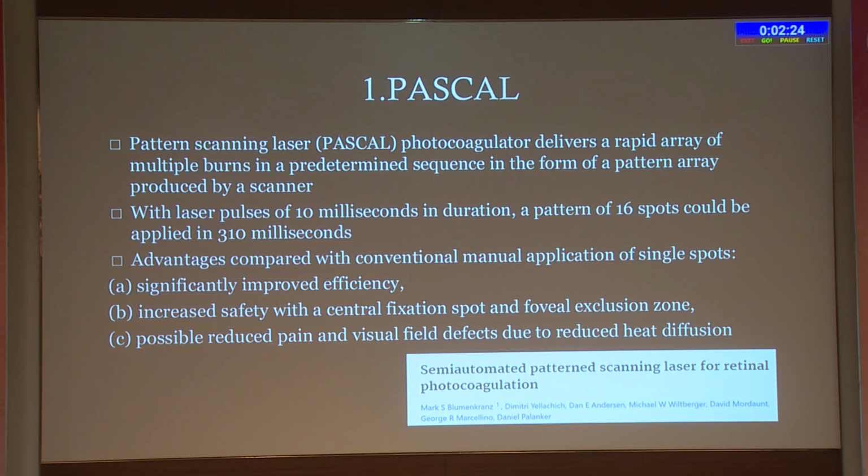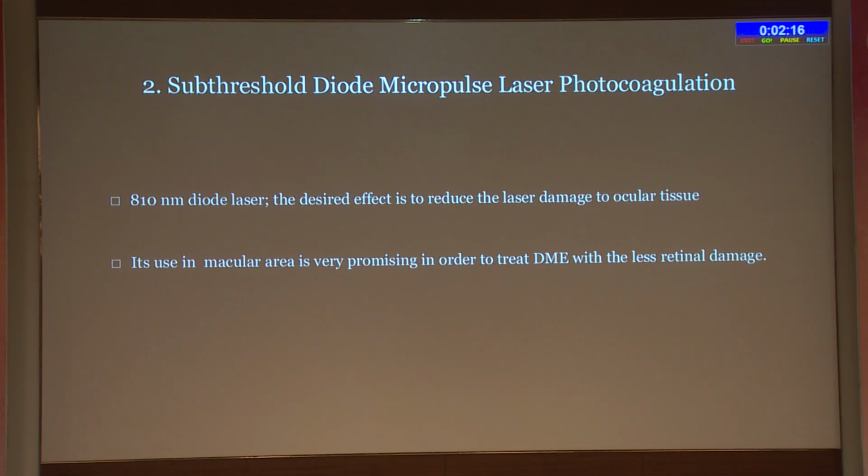We also have the navigation guided laser, or the Navilas, where again you can set a pattern and then it shoots. Then we have the subthreshold micropulse laser for macular photocoagulation, which is an 810 nanometer diode laser, and it reduces the laser damage to the adjacent ocular tissue, and it's very promising. A lot of use in diabetic macular edema.